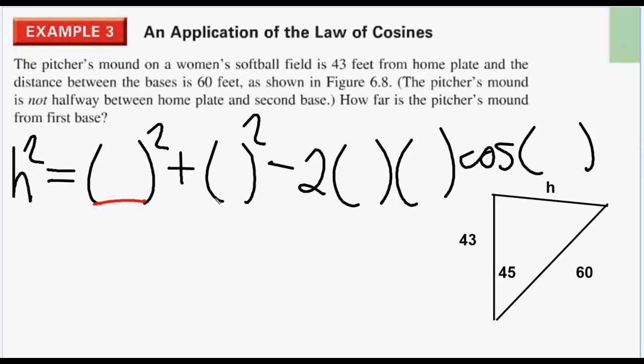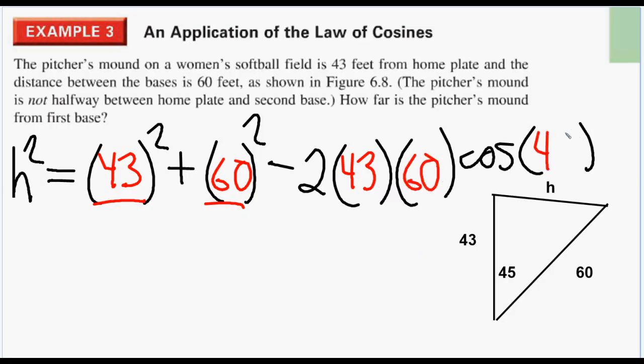So the first thing we put in here and square are the sides. That would be 43 and 60. And those same numbers are repeated here, 43 and 60. And then we have our angle, cos of 45. Again, always be cautious. We have to subtract this stuff as a quantity.